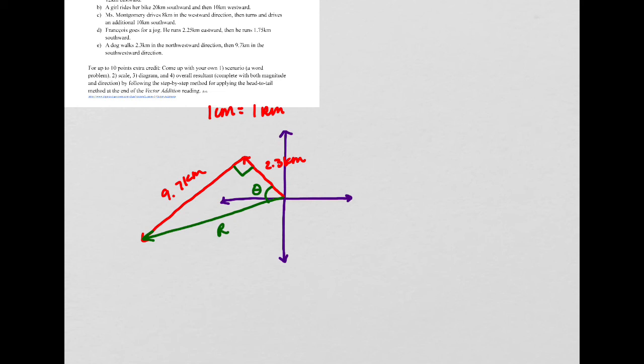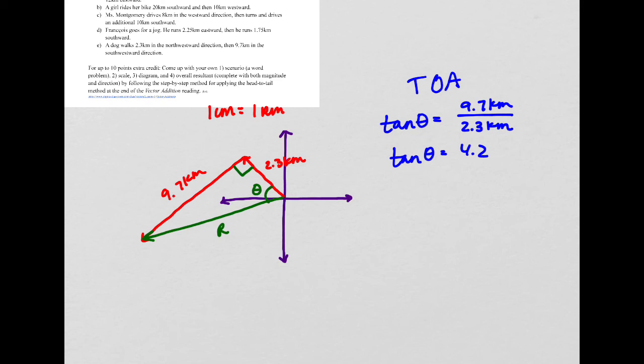So what am I going to do? I'm going to do tangent. Tangent of theta equals, SOHCAHTOA, the opposite, which would be 9.7 kilometers, divided by the adjacent, which is 2.3 kilometers. That gives me tangent theta equals 4.2. Then I take the inverse tangent of both sides, and I get that theta equals 77 degrees. So this is theta right here.